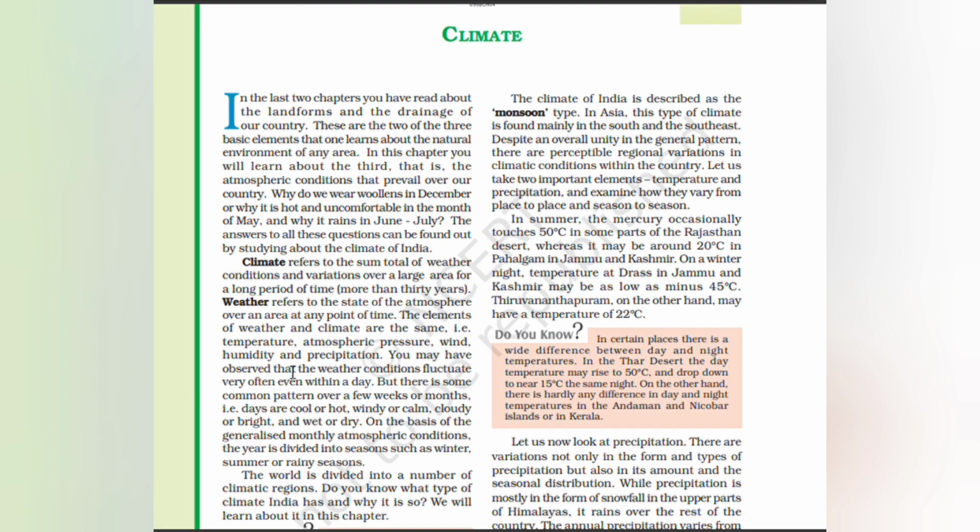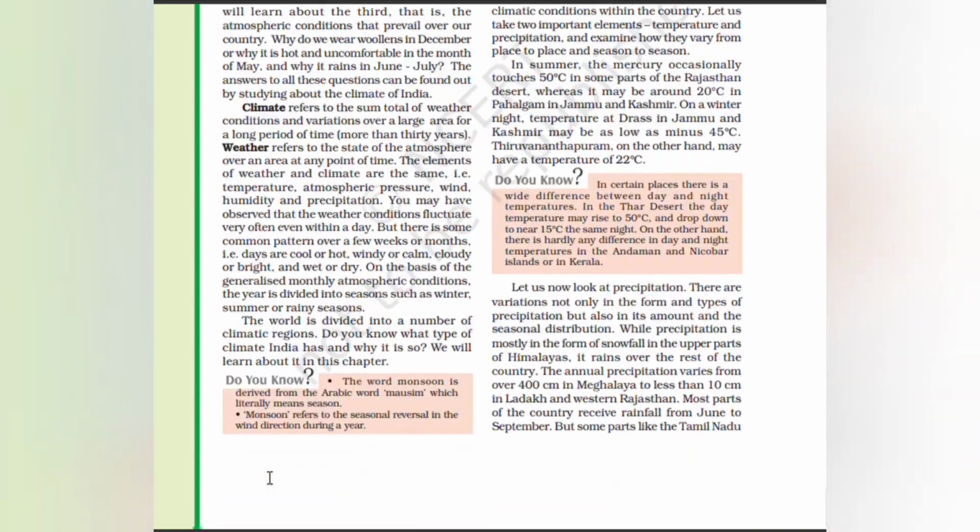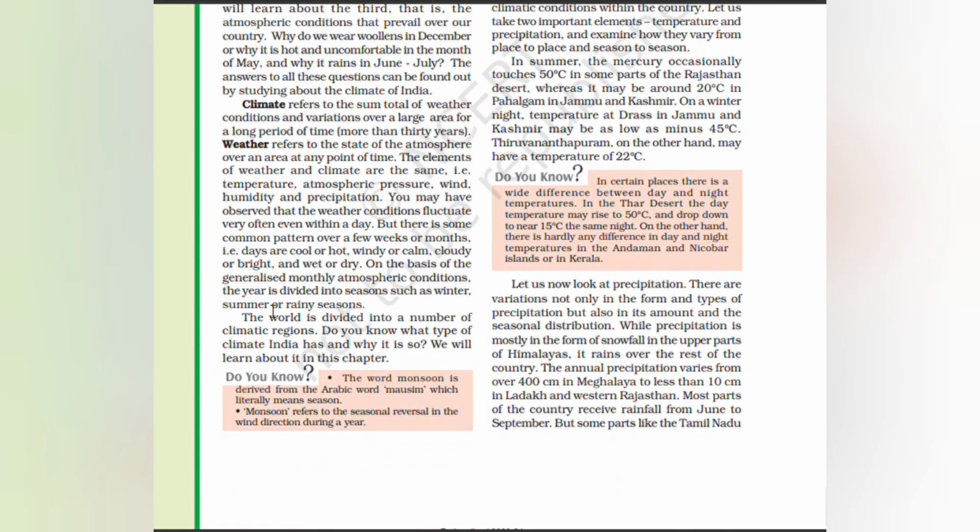You may have observed that the weather conditions fluctuate very often even within a day, but there is some common pattern over a few weeks or months. That is, days are cool or hot, windy or calm, cloudy or bright, and wet or dry. On the basis of the generalized monthly atmospheric conditions, the year is divided into seasons such as winter, summer, or rainy season. The world is divided into a number of climatic regions.